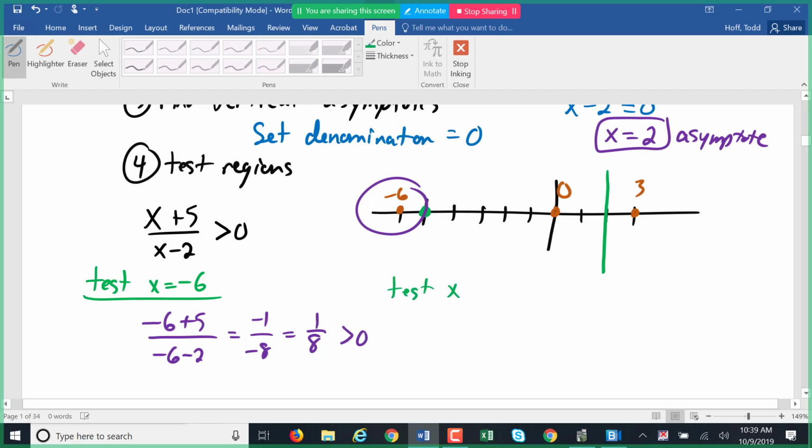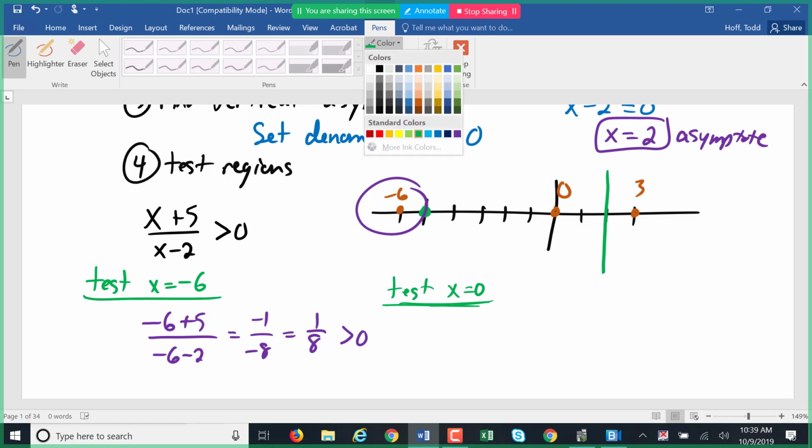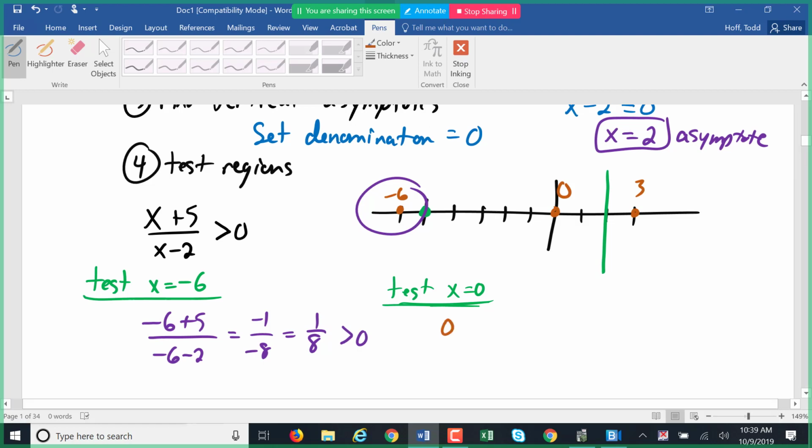Let's test x equals 0. Chances are we're not true here. So we're going to put in 0 plus 5 over 0 minus 2. That's a positive 5 over a negative 2, which is a negative 2.5. That is not greater than 0. So we are not true between the root and the asymptote.